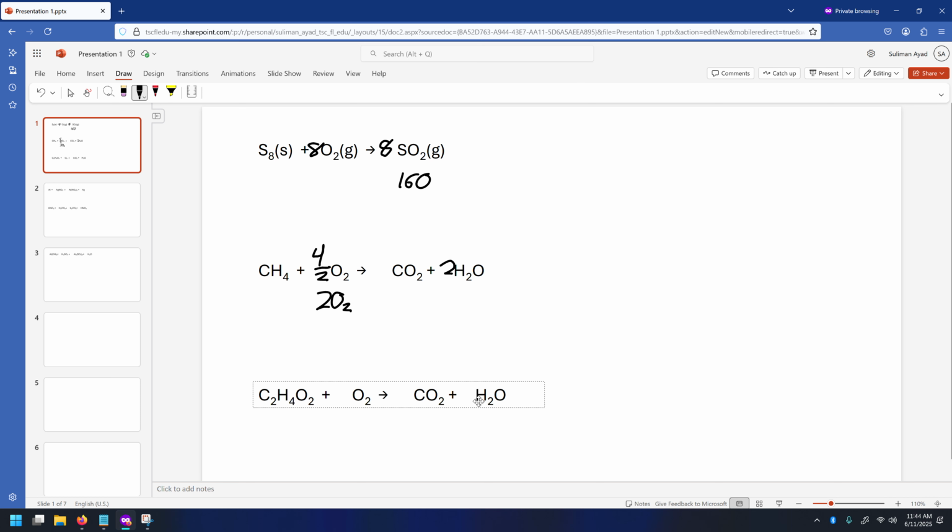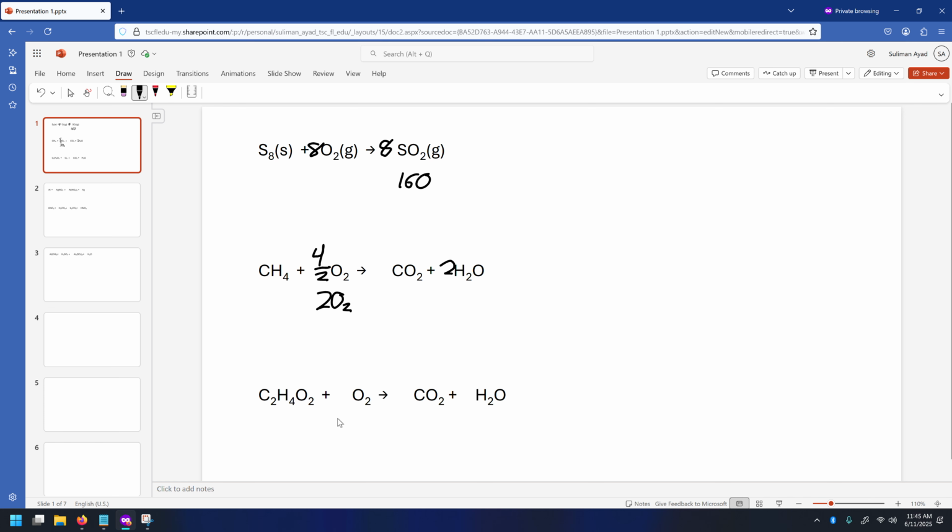This next one is a little bit trickier, because notice that we've included 2 oxygens on our hydrocarbon. That's totally fine, and the method will still work. We're just going to have to consider that we don't necessarily need to put all of the oxygen atoms over 2. We're going to put the oxygen atoms we don't yet have over 2.